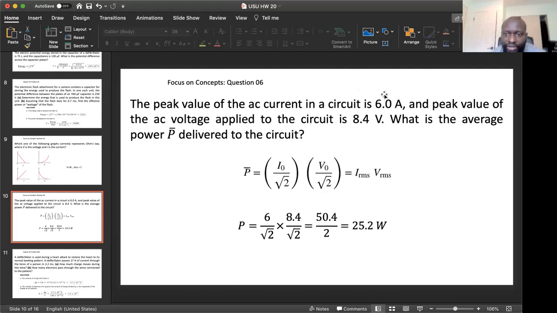So we are given the peak current and the peak voltage, so we're going to use this formula. We are not given the RMS current and RMS voltage. So we're going to put the peak current, peak voltage divided by root 2, divided by root 2. So peak current 6 amperes divided by root 2 times peak voltage 8.4 volts divided by root 2, and we'll solve this. Root 2 times root 2 is 2, and then we get our answer for the average power delivered.